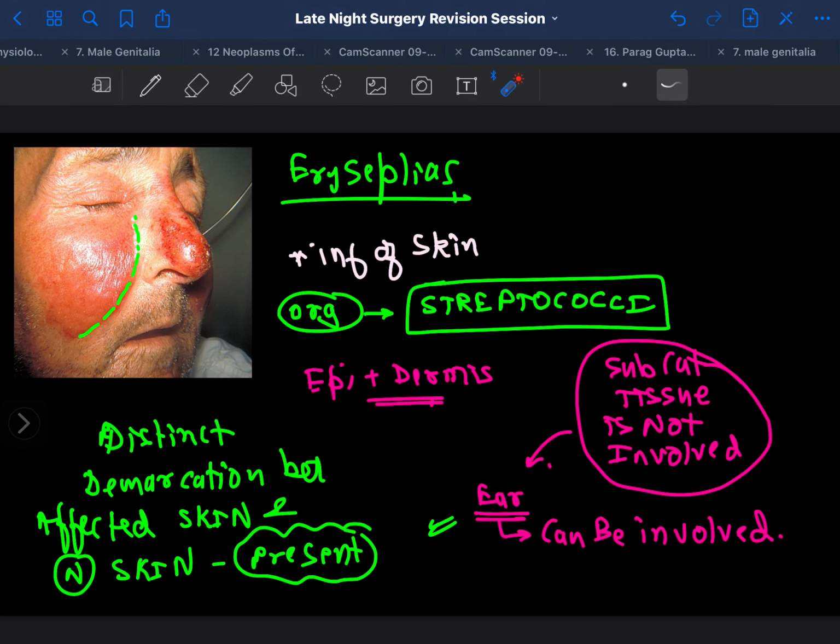Then we talked about erysipelas. It is again an infection of the skin. The organism is again the streptococci. Here there's an involvement of the epidermis and dermis, but the subcutaneous tissue is not that much involved. Here what is happening?